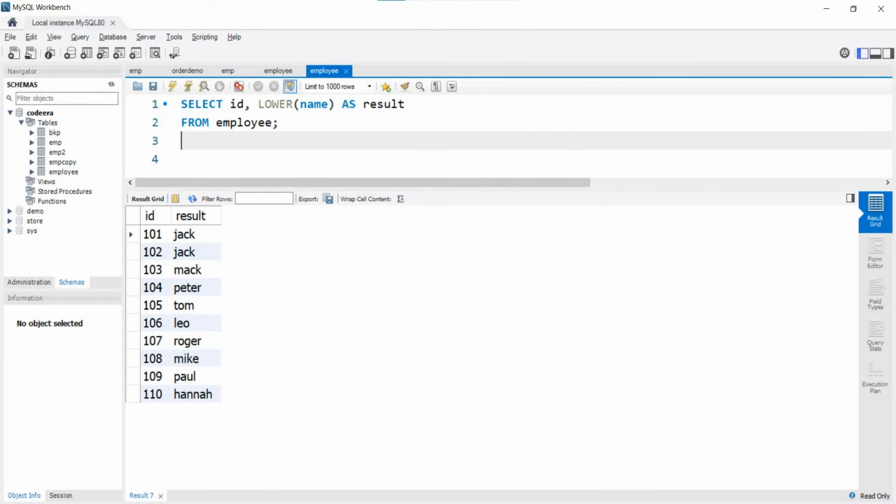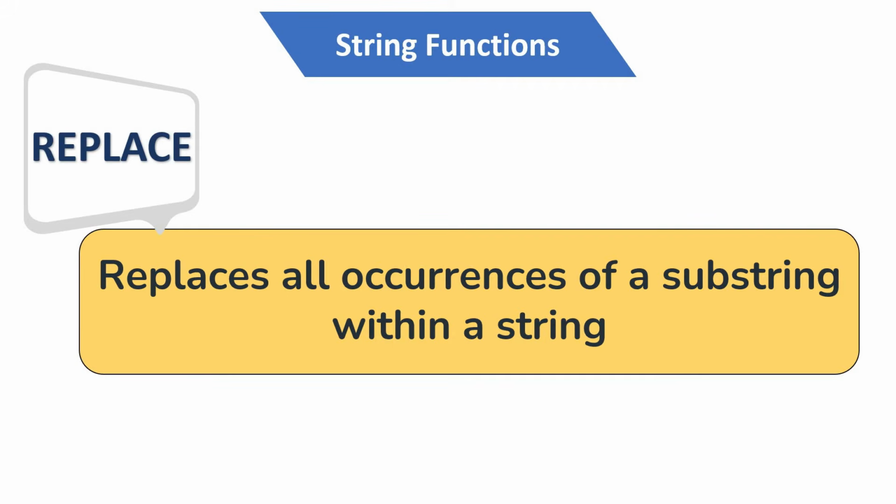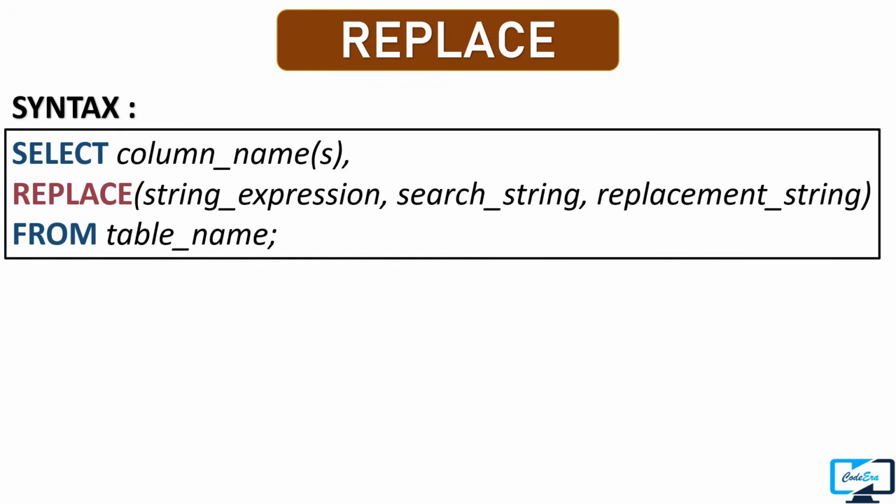So now our next string function is replace. As its name suggests, it is used to replace all the occurrences of a substring within a string. So here is the syntax to use the replace string function. With this function, first we have to pass the string expression on which we want to perform the replacement. And then we have to pass a search string that we want to search in the string expression. And in the last we have to provide the replacement string.